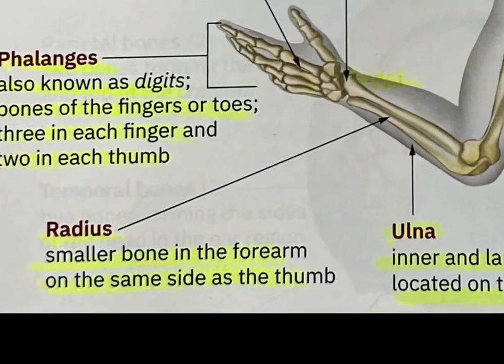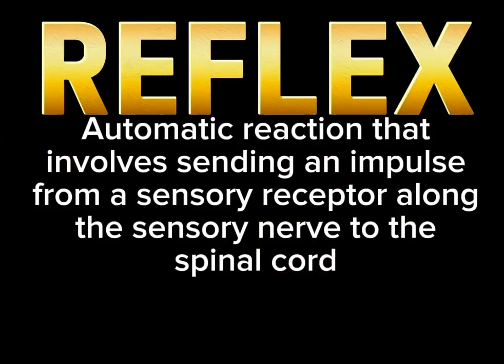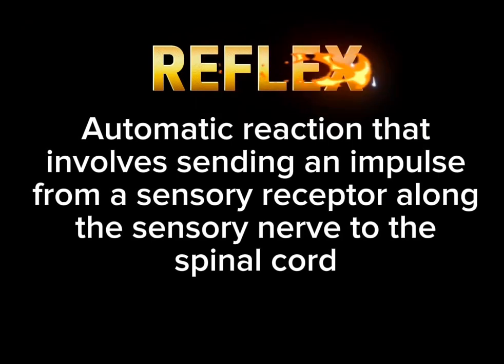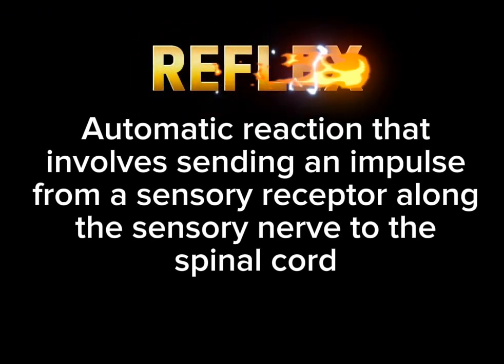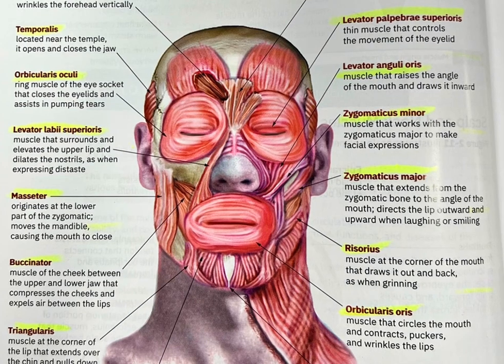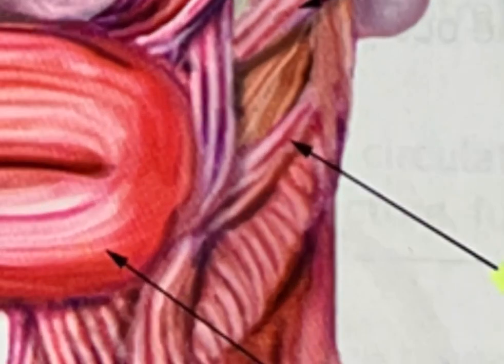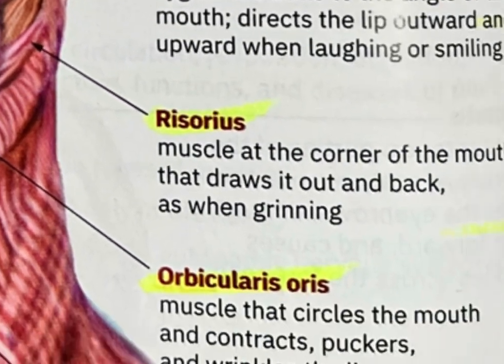Radius, smaller bone in the forearm on the same side as the thumb. Reflex, automatic reaction that involves sending an impulse from a sensory receptor along the sensory nerve to the spinal cord. Risorius, muscle at the corner of the mouth that draws it out and back, as when grinning.